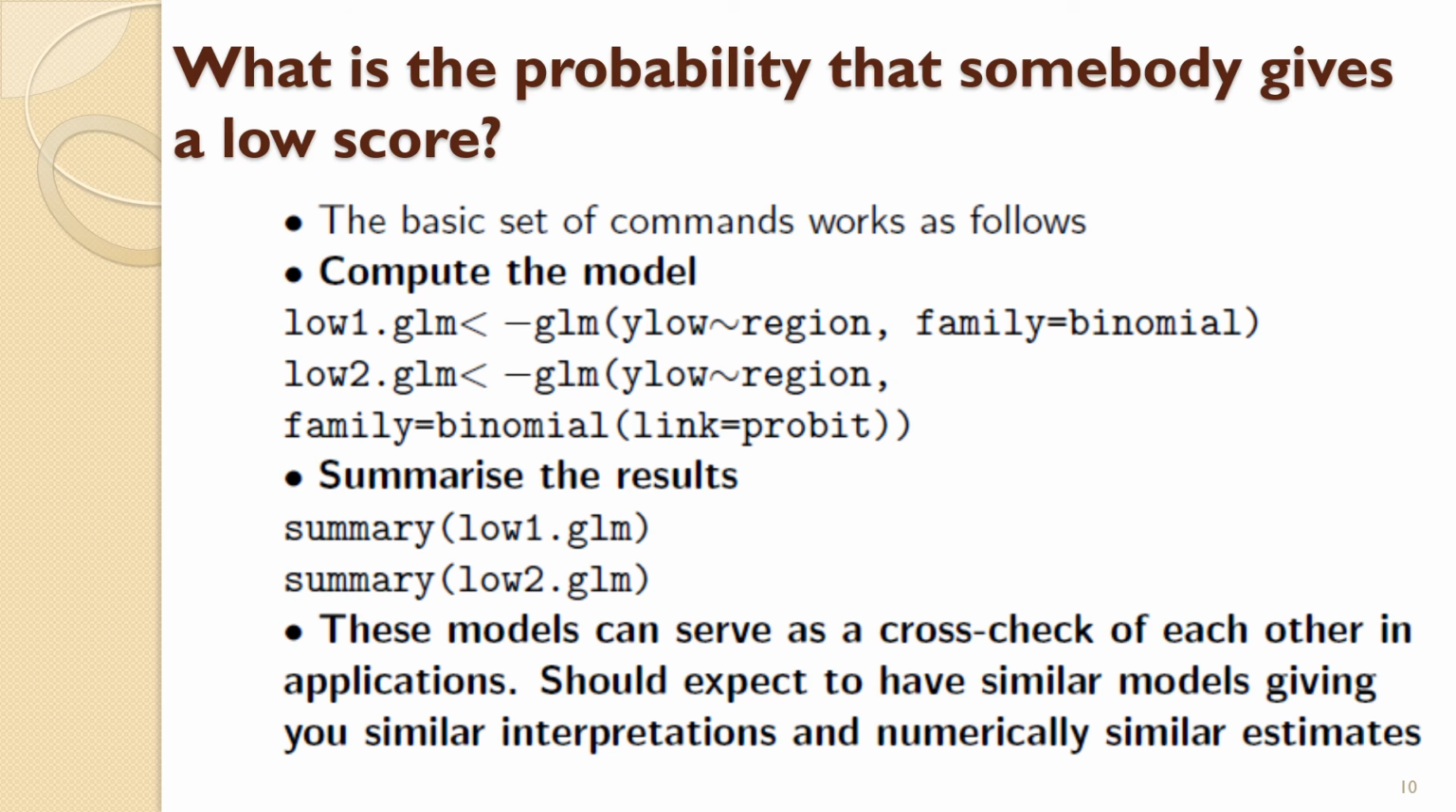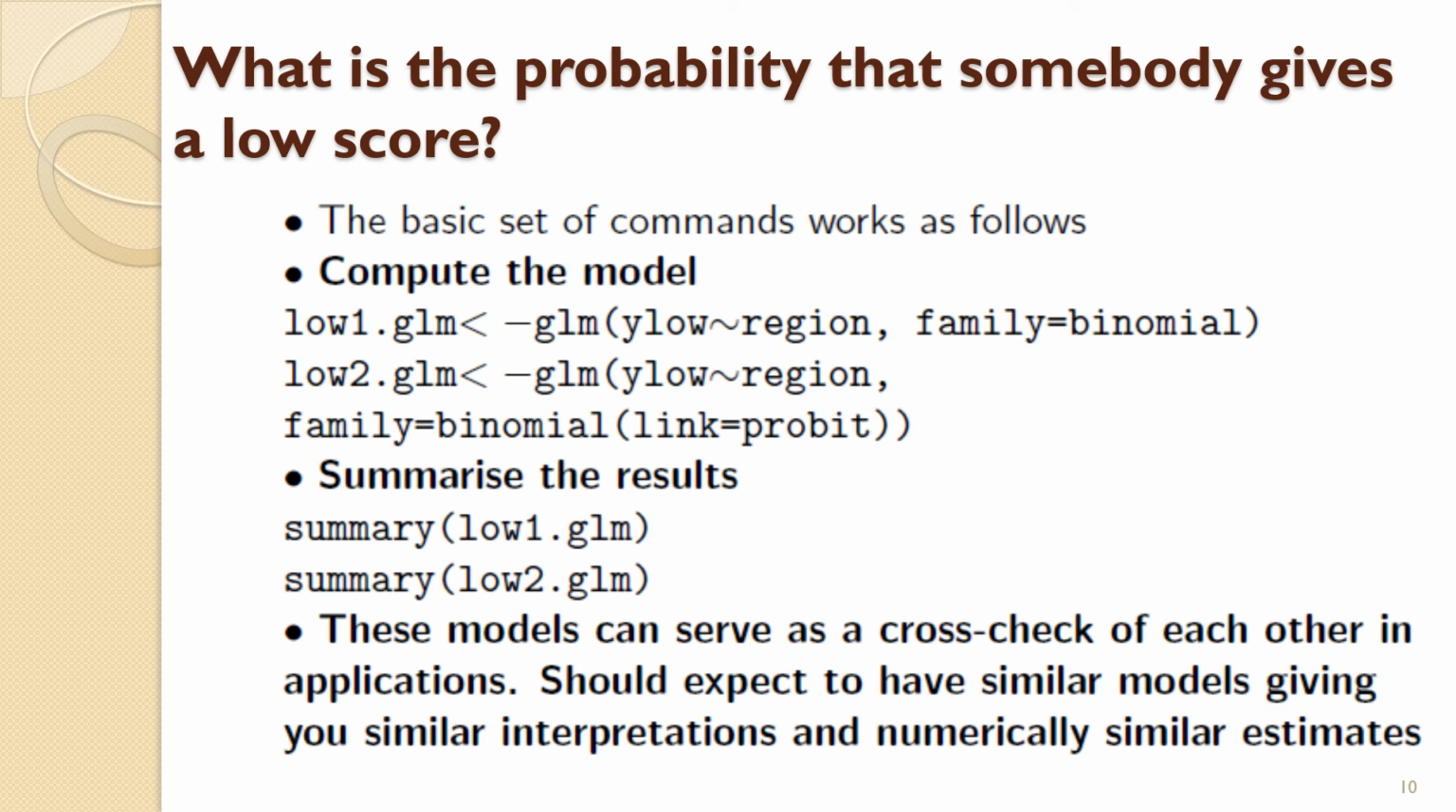R is like a robot, it will do exactly what you tell it to do, nothing more, nothing less. And what you've got here is this explicit two-step approach. So the first step is a computational approach, then the second step is an explicit summary step to produce you output on the computer screen. So the R code works exactly the same as before. So you've got a generalized linear model, in this case y low related to region, that's what the twiddle sign means. Family equals binomial, telling R to fit a probability regression model, and in the second case to fit a probit rather than a logit model.